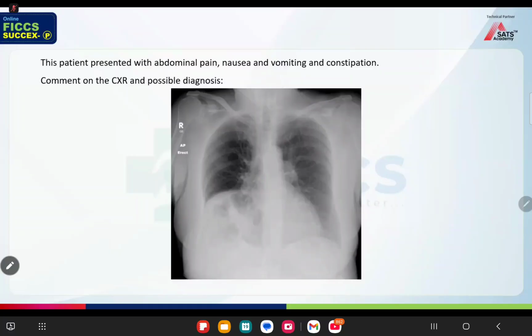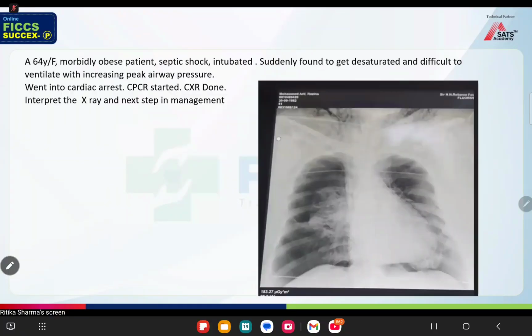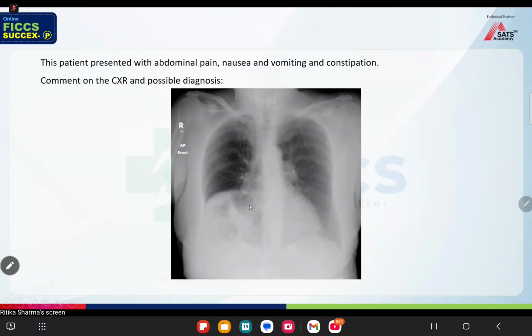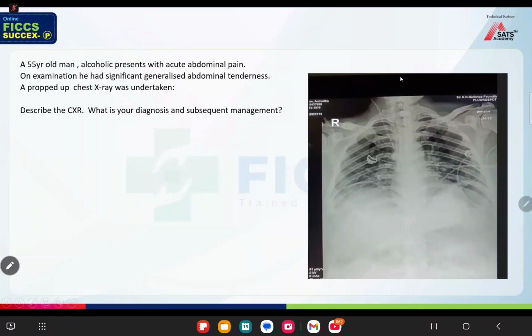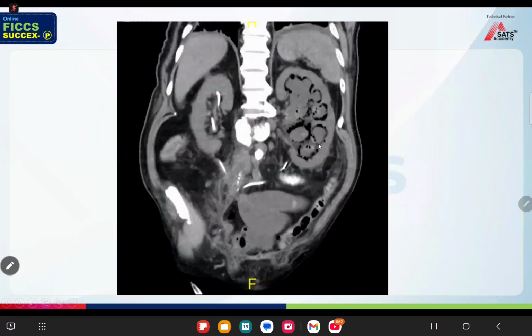Can you name that? No, no. Okay. That's good. Means you identified what is the problem. I'll explain that in the answer. A 64-year-old female, morbidly obese patient, septic shock, intubated, suddenly found to get desaturated and difficult to ventilate.